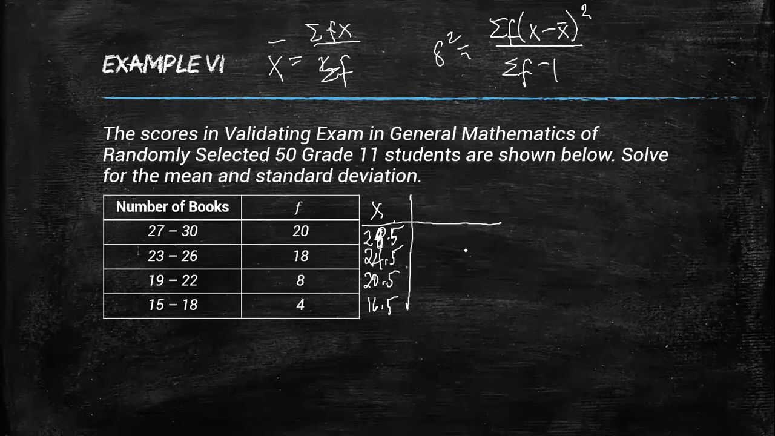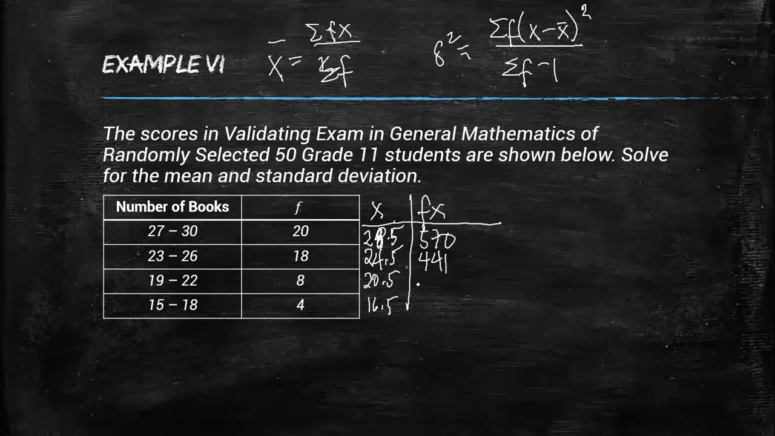Diretso na tayo, class, ha? Tapos i-check na lang natin. So, fx natin ay 570, 441, 164 and 66. Okay, what's the sum? 1241.